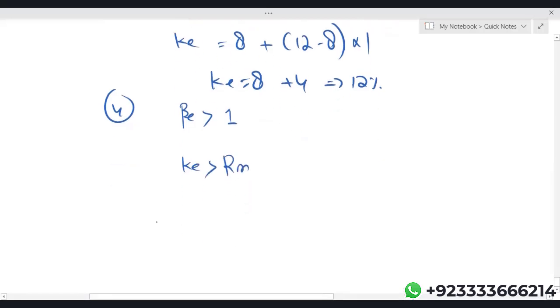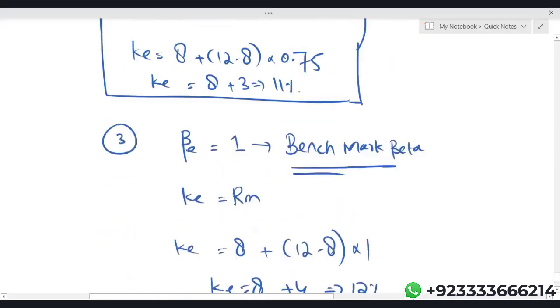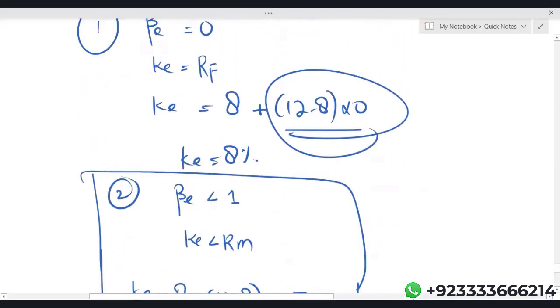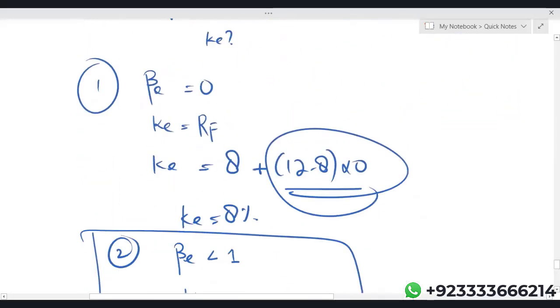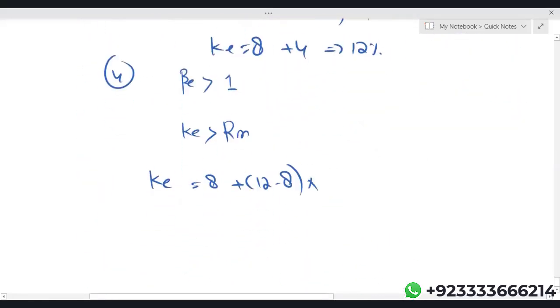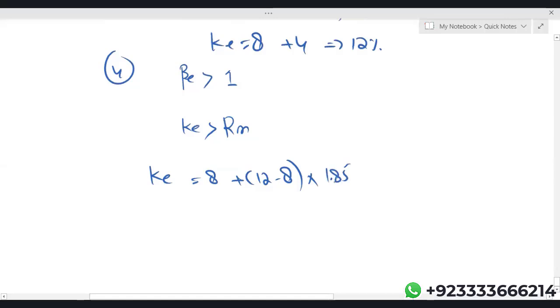So let's see. K is equal to 8 plus 12 minus 8 into... The fourth one is 1.85. What is the answer? The last one is 15.4%. Okay. K is 15.4%. Okay. Now, I want to tell you a very important concept here.